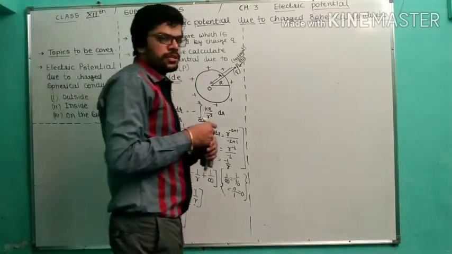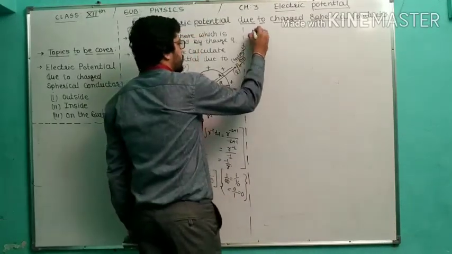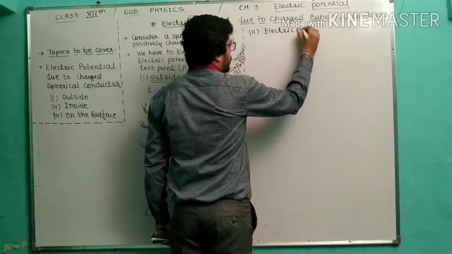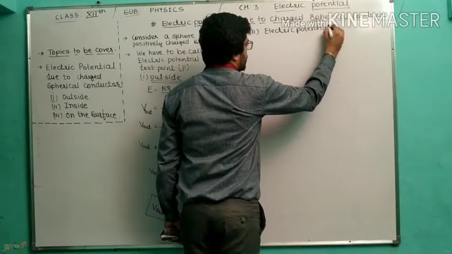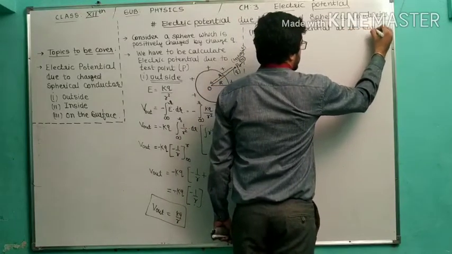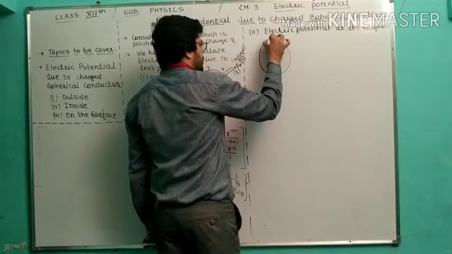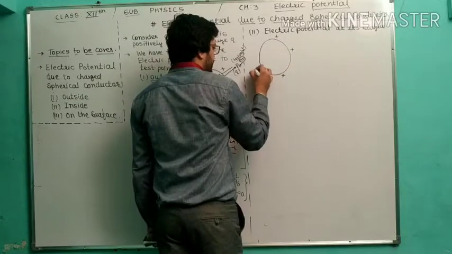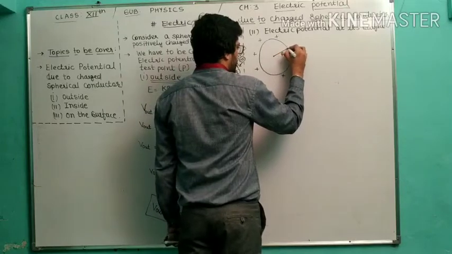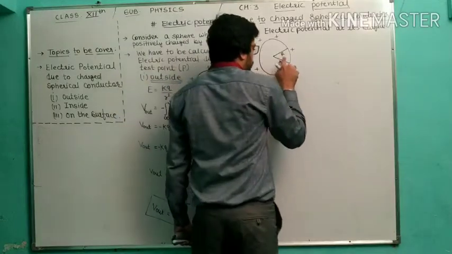Hopefully you understood the first point. Now we are going to talk about the second condition, where we have to find the electric potential at its surface. Let's try to understand the diagram. Positive charge is distributed here, as we discussed at the start of the lecture. This is the original radius capital R and this is the small r radius, and both are at the same point.